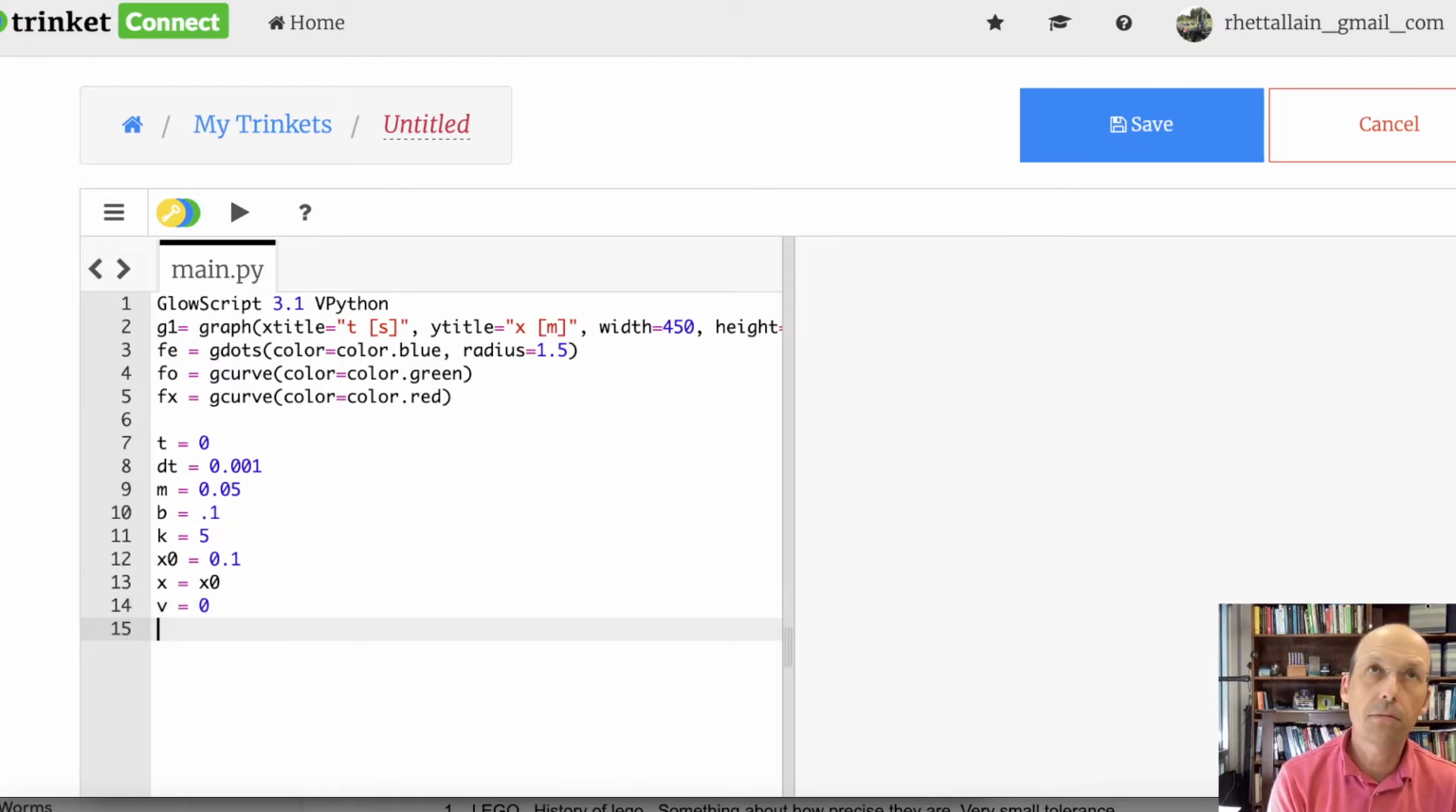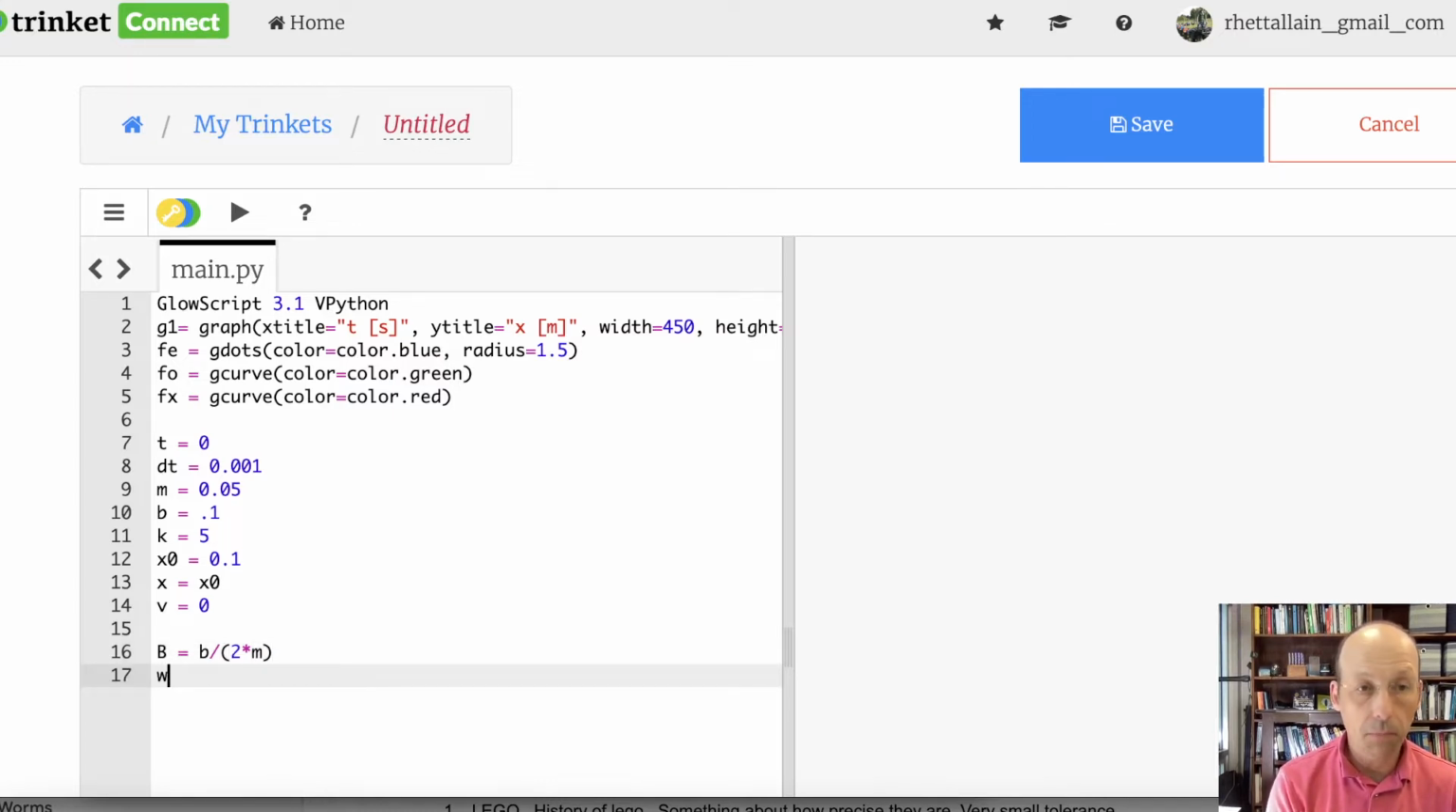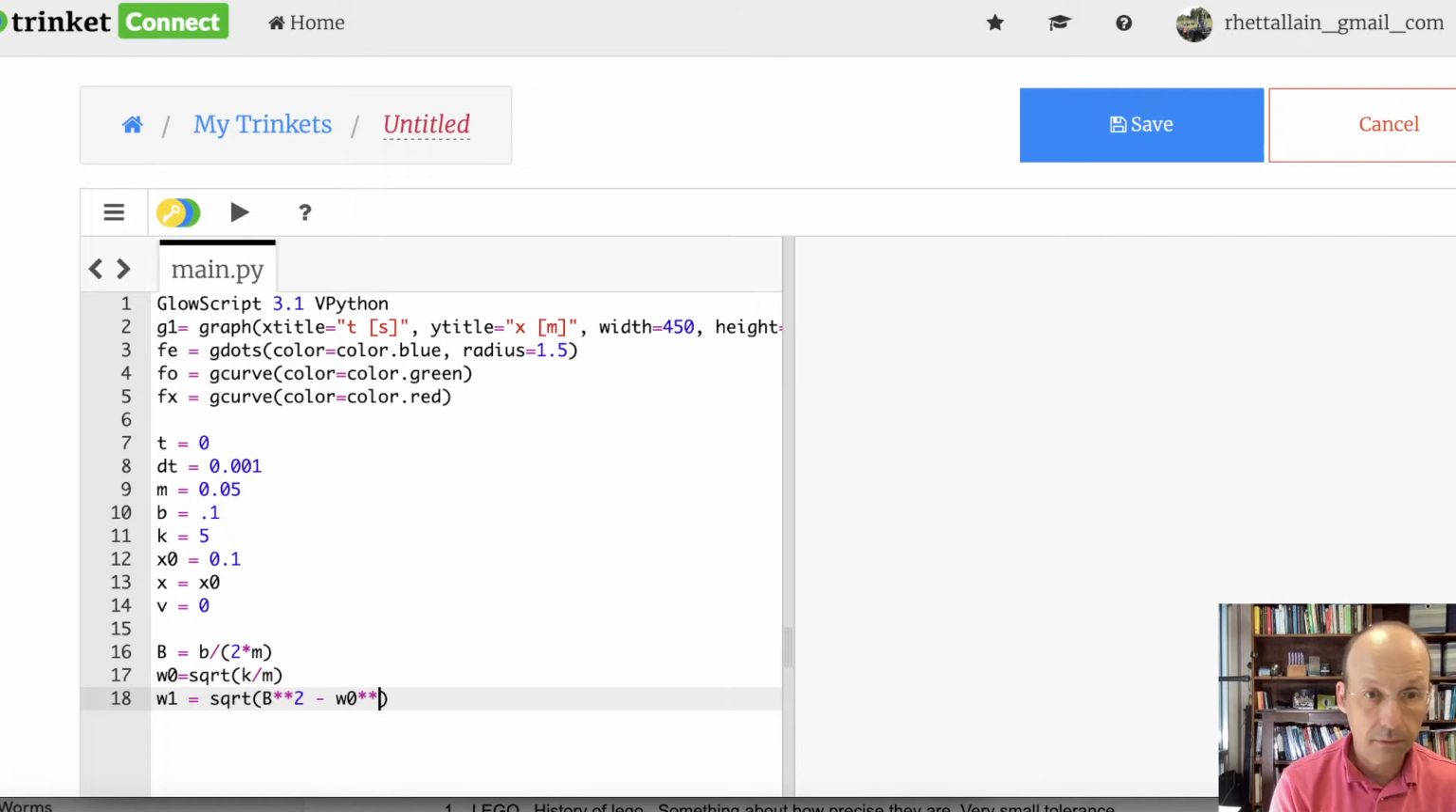Do I need the beta term? Yeah, I do. So let's say beta, I'm using b for beta. Beta is b divided by 2 times m. I need omega 0 equals the square root of k over m. I'm also going to need that omega 1 term. Omega 1 is equal to the square root of beta squared minus omega naught squared. Okay.